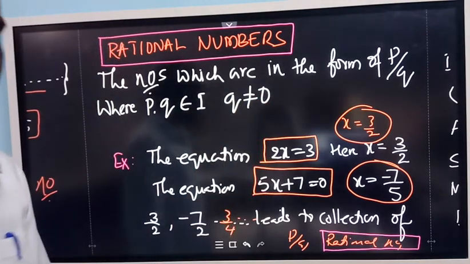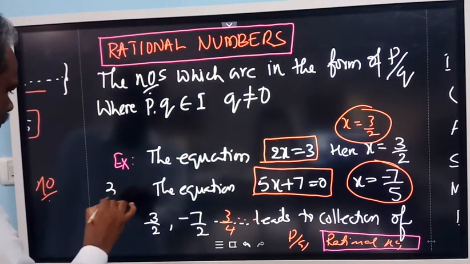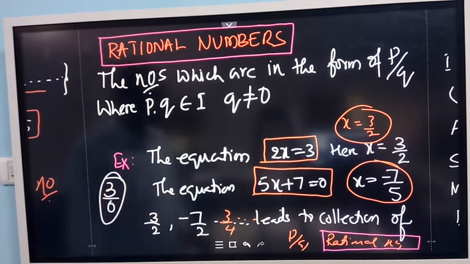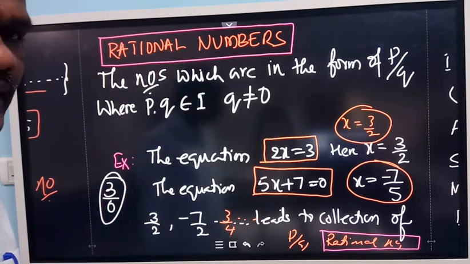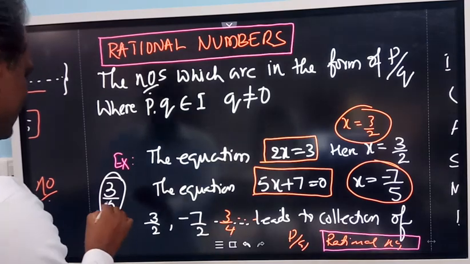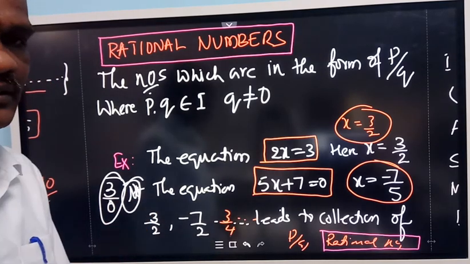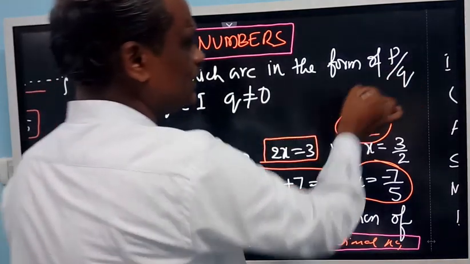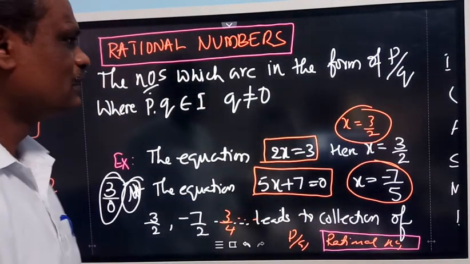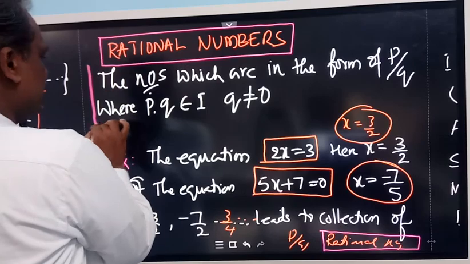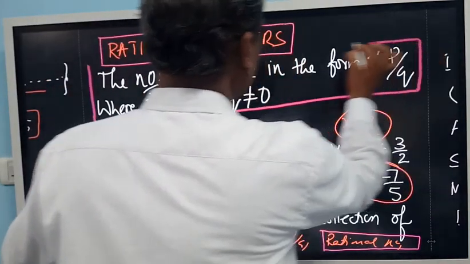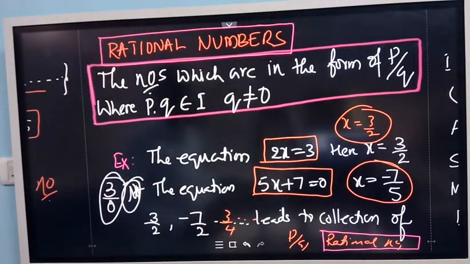Why should q not be equal to 0? Suppose I write 3 by 0, what happens? It is not possible to divide a number by 0, so it is not defined. 3 divided by 0 is not defined, therefore you should not take 0 in the denominator. Numbers of this kind we call rational numbers. Any numbers in the form of p by q are called rational numbers.